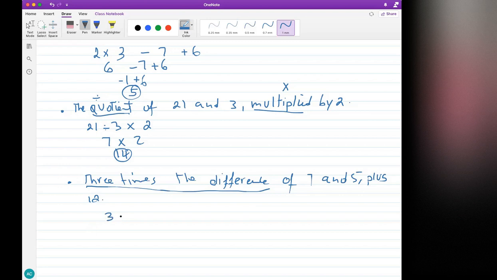okay, and then times. Then we have difference. How do you write that? Are we going to write a minus? Okay, 3 times the difference. Difference means minus. So how do you write the difference of 7 and 5 after this? 3 times 7, 7 to the 5th power? Nope, this is the difference, subtraction. Difference of 7 and 5. 7 minus 5.